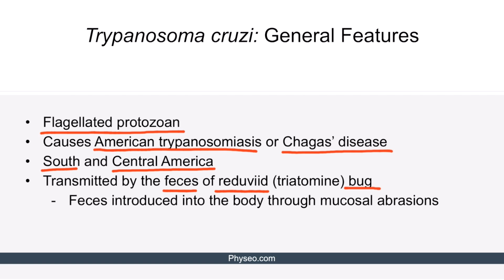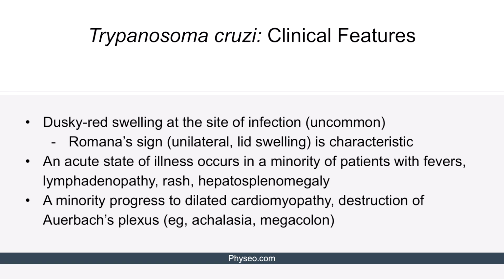Now, the bugs bite and then they defecate in the same area. And in that way, the contaminated feces are introduced into the host body through those mucosal abrasions. And when that infection is introduced into the body, there may be dusky red swelling at the site of the inoculation, and that's actually pretty uncommon. However, when it does present, specifically on the eyelid, it's known as Romaña sign, and I'll show you what that looks like in a minute.